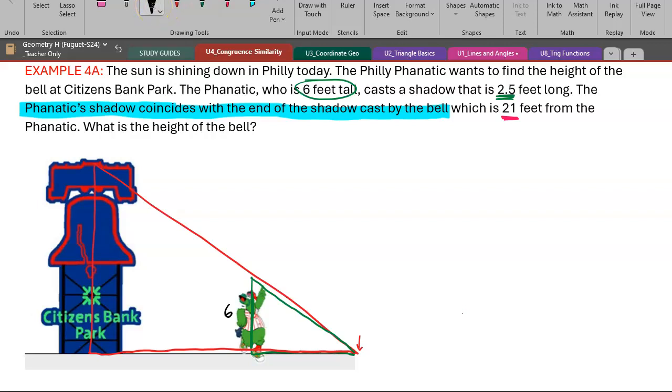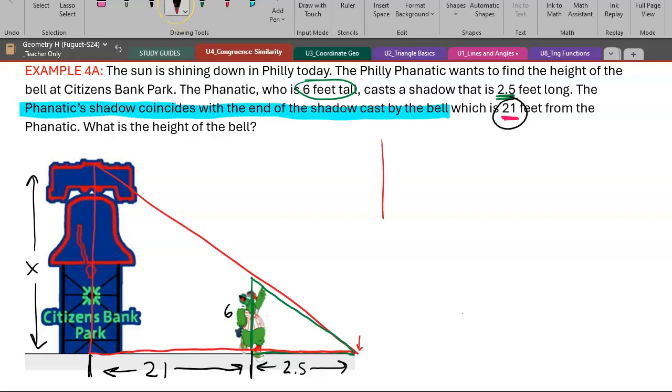So the Fanatic is 6 feet tall. His shadow is 2.5 feet long. Want to figure out the height of the bell. Now here's the key with the 21 feet. The 21 feet is not the bell's shadow. It is in fact the distance from the Fanatic to the bell, which tells me actually that the bell's shadow is 23.5 feet long. So if it's been helping to draw separate triangles, let's draw them out.